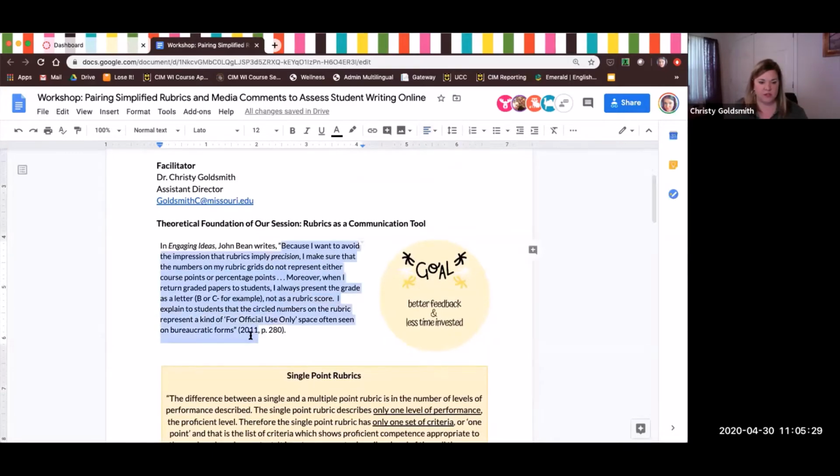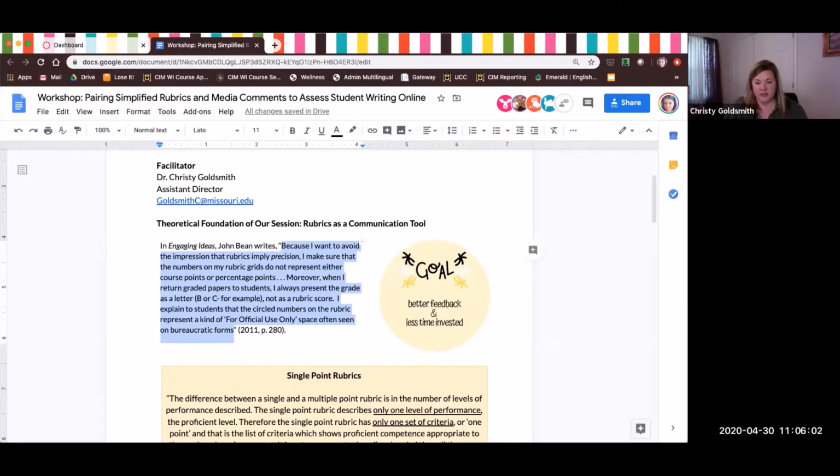So I'm just going to read this to you and think about it for a moment. Because I want to avoid the impression that rubrics imply precision, I make sure that the numbers on my rubric grids do not represent either course points or percentage points. Moreover, when I return graded papers to students, I always present the grade as a letter, a B or C minus, for example, not as a rubric score. I explain to students that the circled numbers on the rubric represent a kind of for official use only space, often seen on bureaucratic forms.